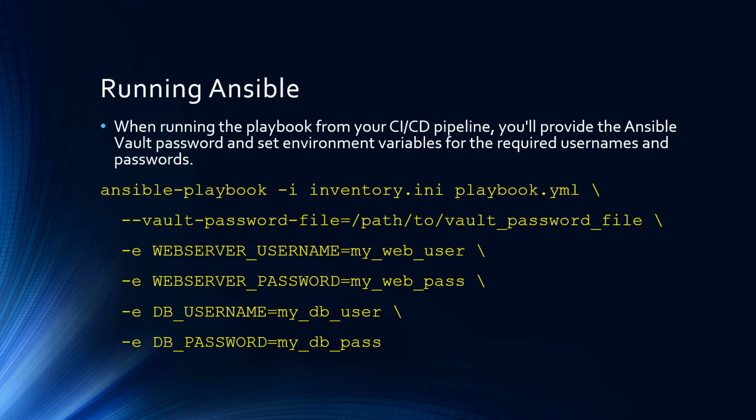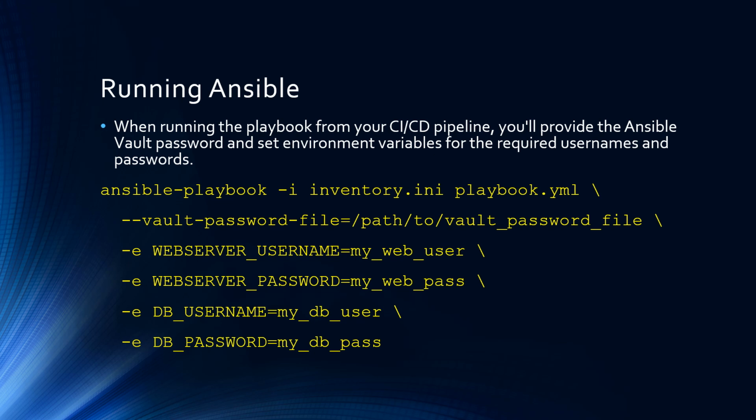The --vault-password-file option allows you to securely provide the password for encrypted files, which is essential in automated environments. The -e flags are passing environment variables that will be available to your playbook. This is a common pattern in CI/CD pipelines, where sensitive information is stored as pipeline variables and injected at runtime.